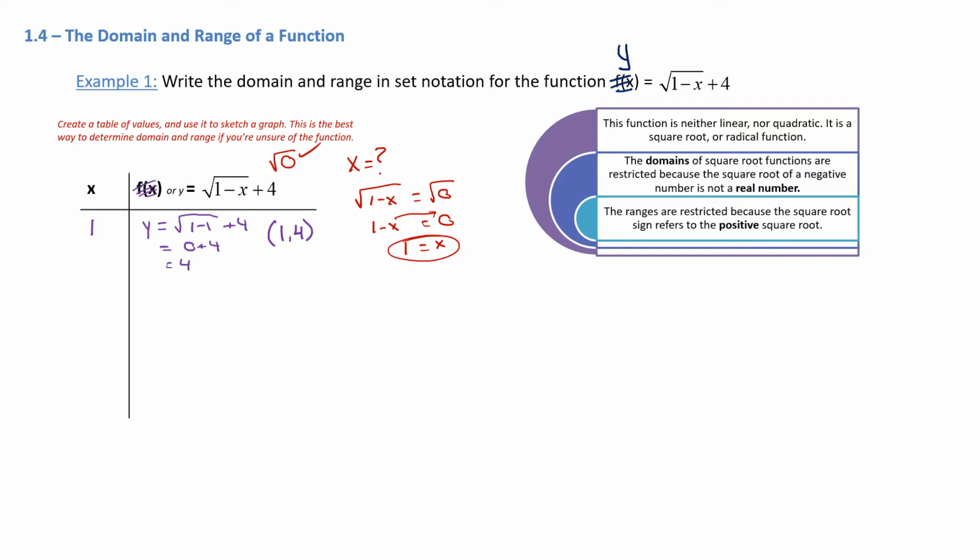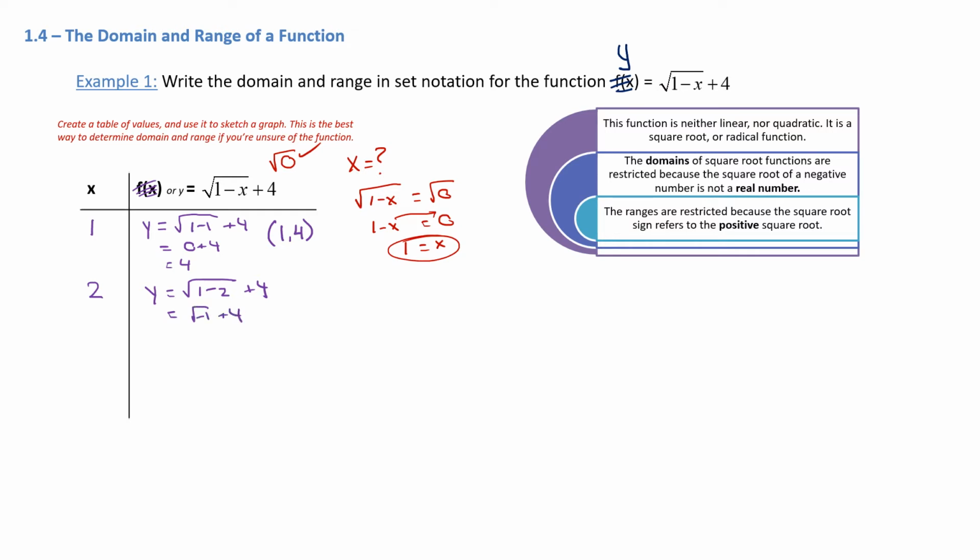Now we need some more. Now I can't just put in whatever number I want here, right? Let's say I put in a 2. If I put a 2 in here, I'm going to get y equals the square root of 1 minus 2 plus 4. Now the square root of 1 minus 2 is negative 1, so I can't do that one.